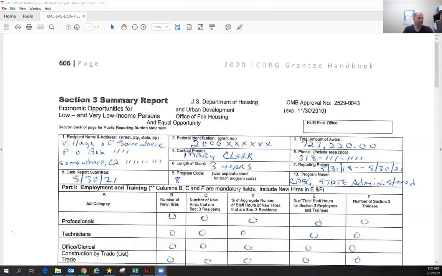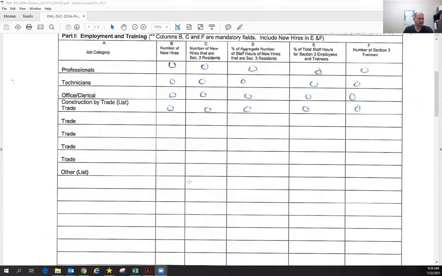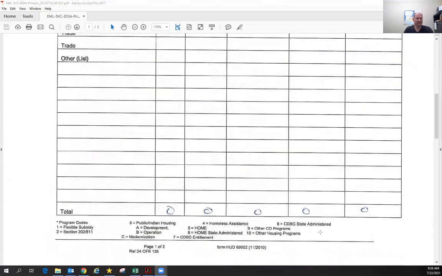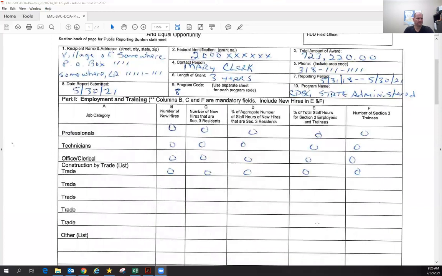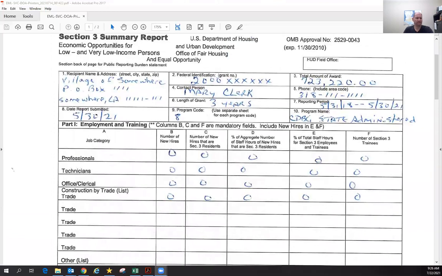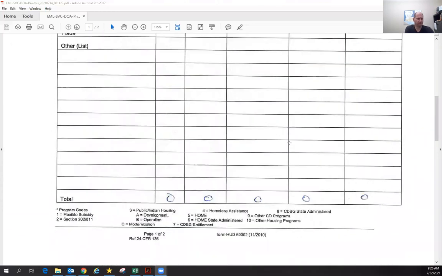For 8, you're going to put the date that you submitted it. For box 9 here, you're going to put 8. And if you scroll down to the bottom, you'll see what 8 is. 8 is CDBG state administered. And then 10 for program name, you're going to put CDBG state administered, just like it says down at the bottom.